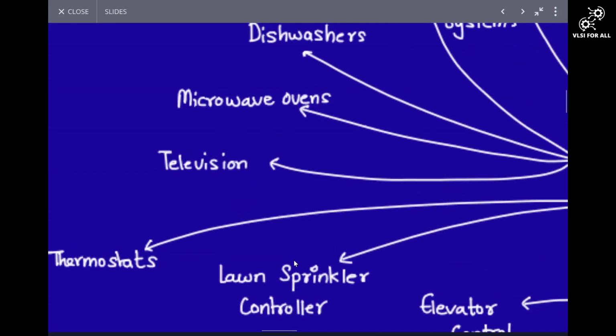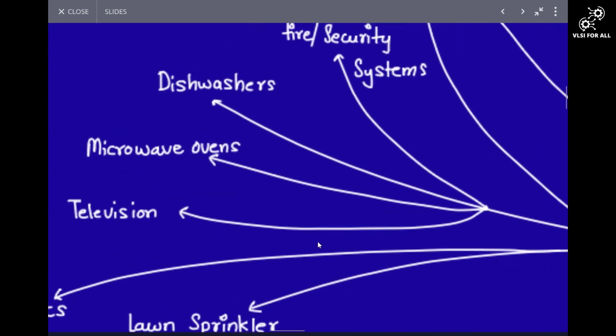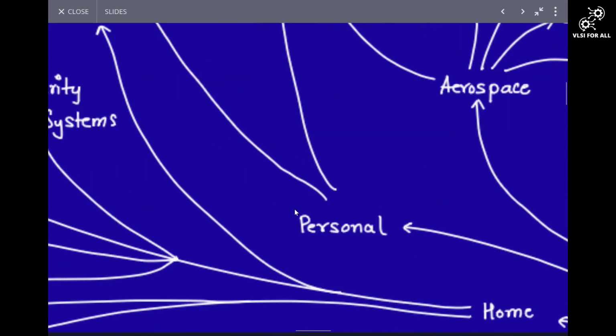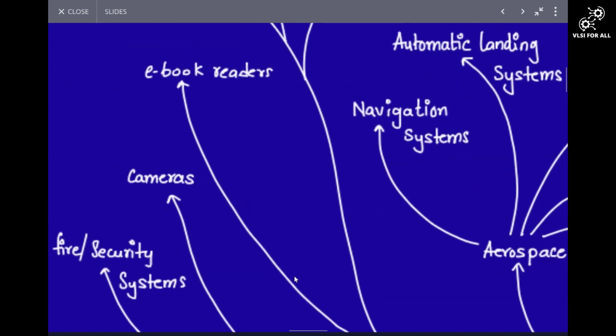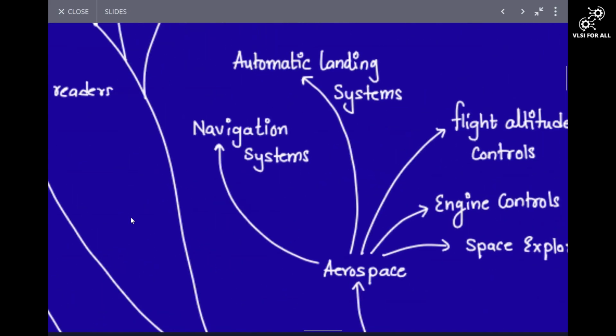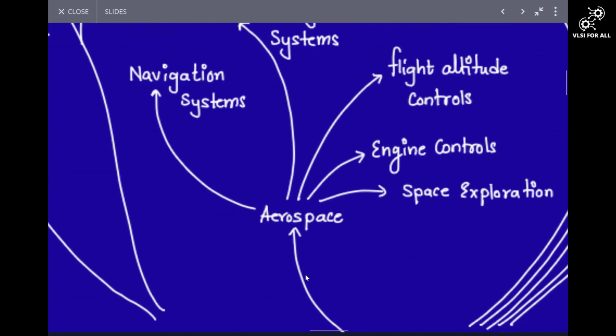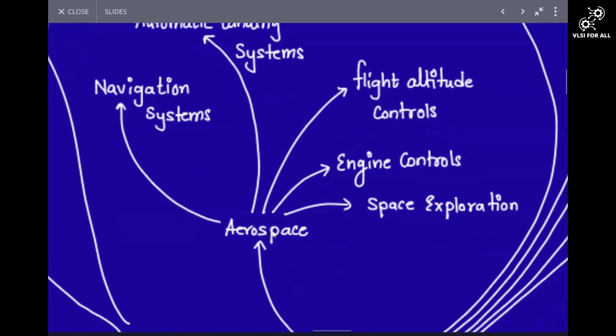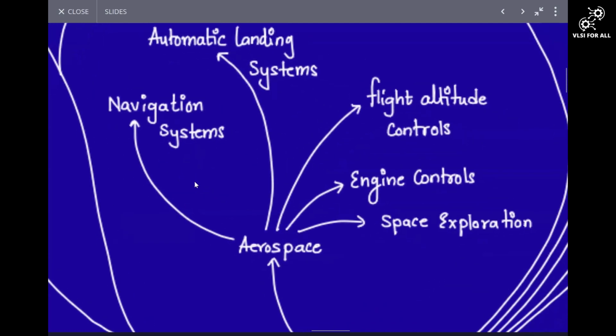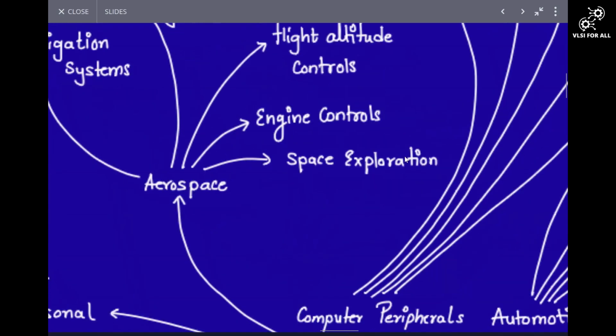So TV, smart TV, right? Ovens, dishwashers, right? Fire security systems, personal security. You have smart cameras as well, right? All these things. Even if you talk about aerospace, right? Air traffic controlling systems, all of those use navigation systems, automatic landing, right? Altitude control, engine control. So this is a huge space.